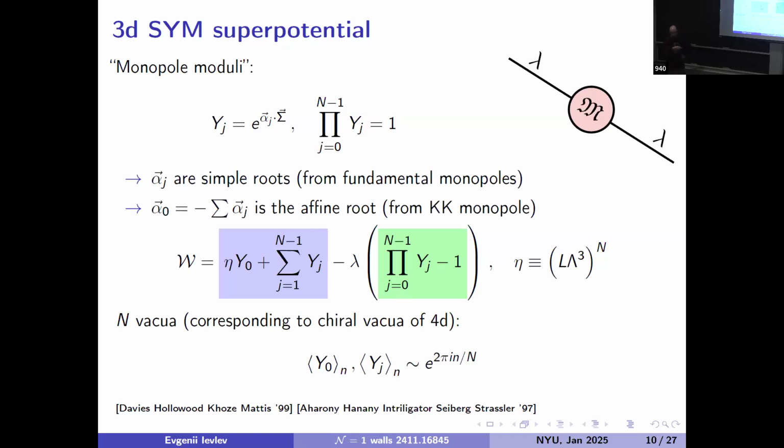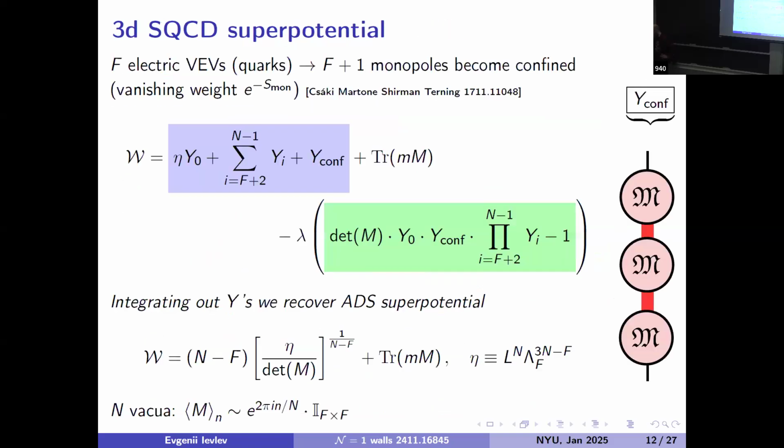Again, as soon as you write down a superpotential for a theory, you can find extremal points of the superpotential, and you infer the vacua. You find that there are indeed N vacua which precisely correspond to those N chiral vacua in the 4D SQCD, or 4D supersymmetric theory, and therefore you can study the domain walls interpolating between these vacua in terms of these y's as well.